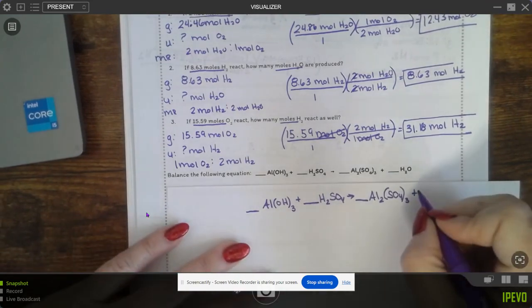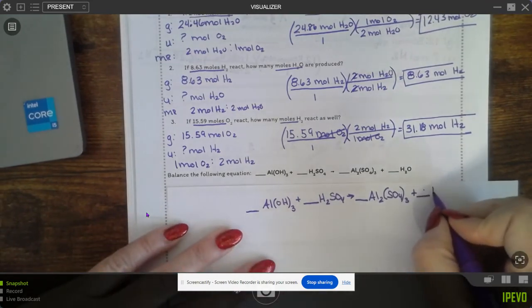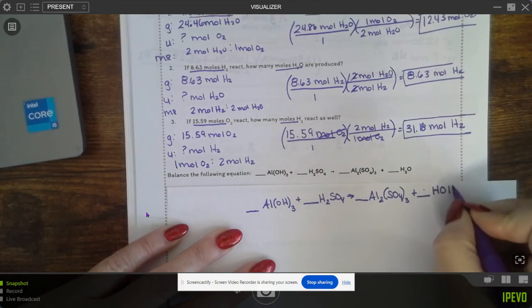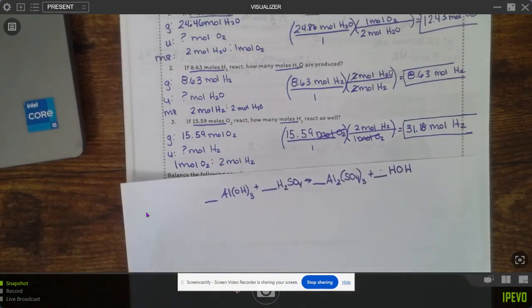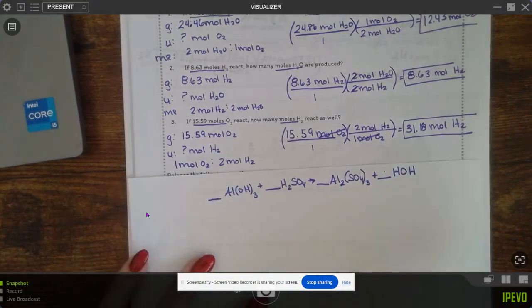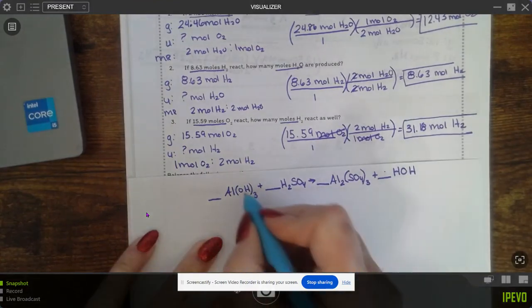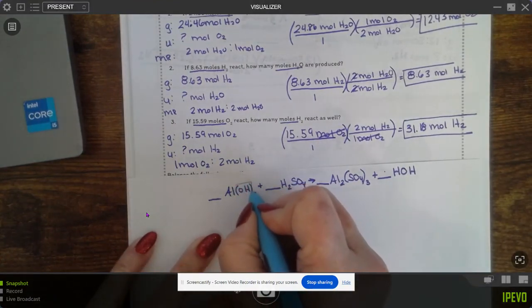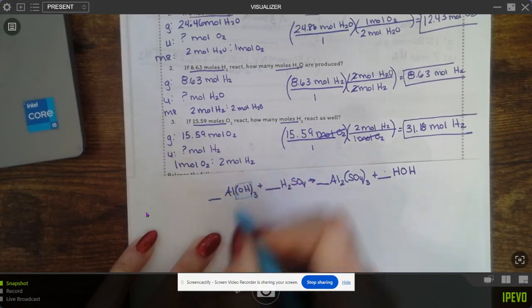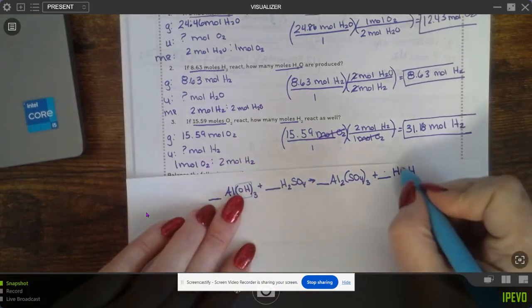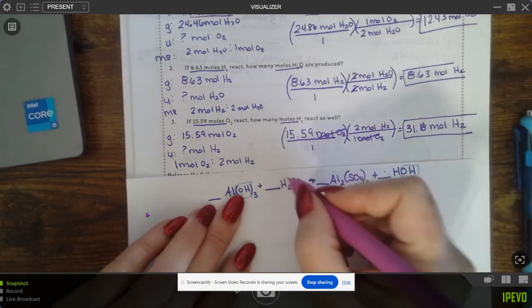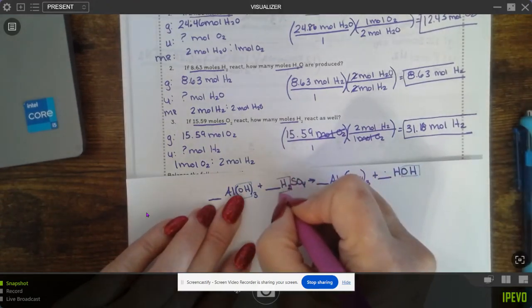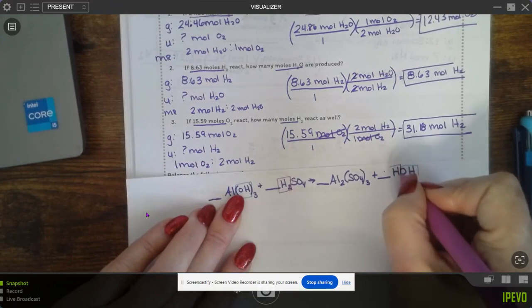When you're balancing something that has water in it, sometimes it's useful to write water as HOH instead of H2O. And I'll show you why. When we look at this equation, see this OH here corresponds to the OH over here. And this H in our reactants corresponds to this H.